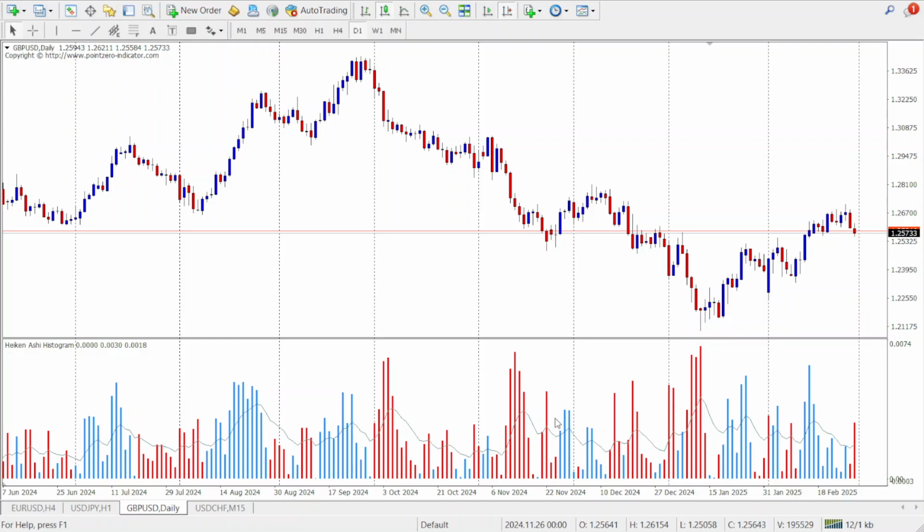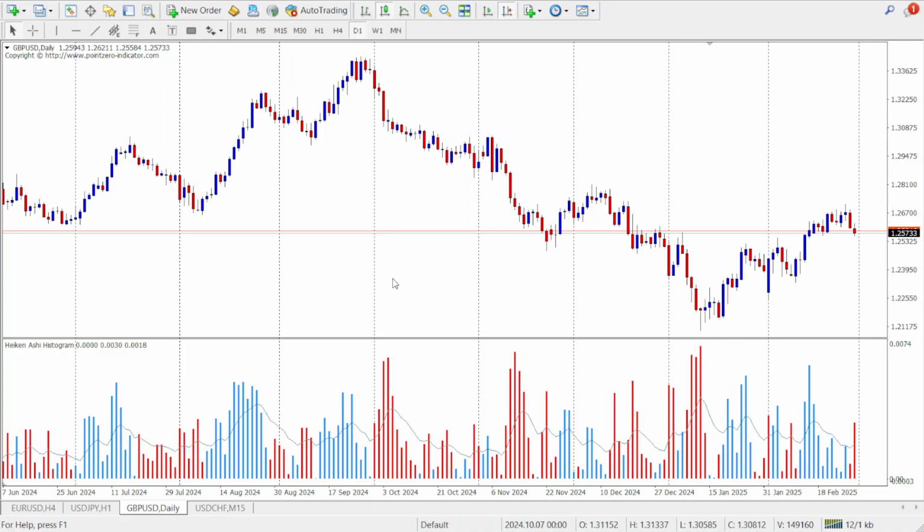Now, the Heiken Ashi histogram takes this concept a step further by converting those smoothed out movements into a histogram format. Instead of relying on candlestick formations, you can visually track trend, strength, and direction directly on your indicator panel, just like you would with your MACD or RSI. This means fewer false signals and a much clearer picture of whether the market is trending or ranging. And the best part, it is available right inside MetaTrader 4.